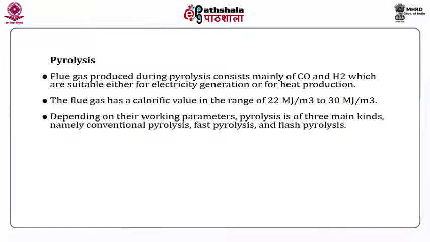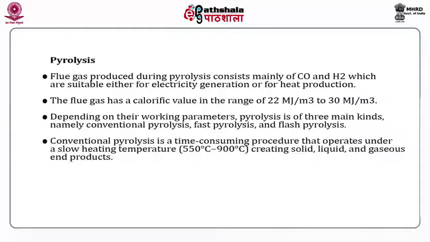Depending on their working parameters, pyrolysis is of three main kinds, namely conventional pyrolysis, fast pyrolysis and flash pyrolysis. Conventional pyrolysis is a time consuming process that operates under slow heating temperature of around 550 to 900 degrees Celsius, creating solid, liquid and gaseous end products.